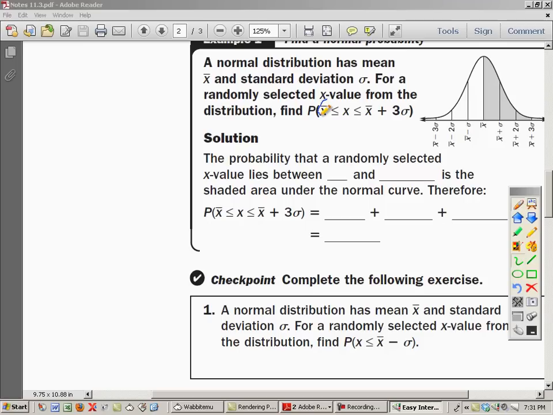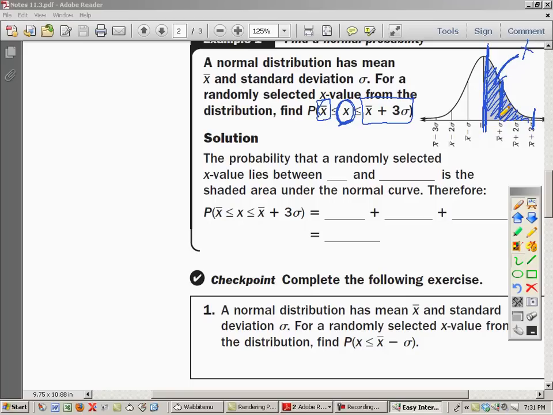So what we're saying is that we want to know the probability that an x value will be somewhere between x bar and x bar plus 3 sigma. Well, x bar plus 3 sigma says 3 standard deviations above the mean, and obviously we want to know the probability that that data point is going to be in this region here. So the probability that that value for x is going to be within 1 standard deviation, if you look at that chart at the bottom of the previous page, that's going to be 34%.